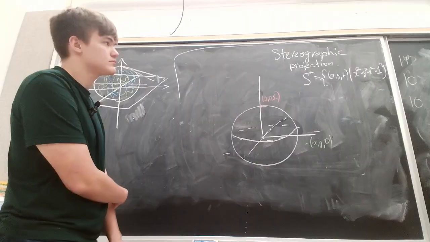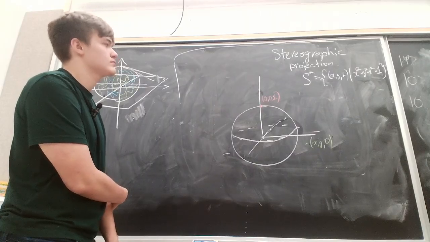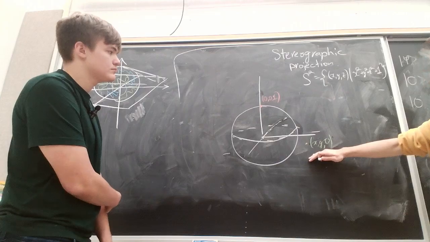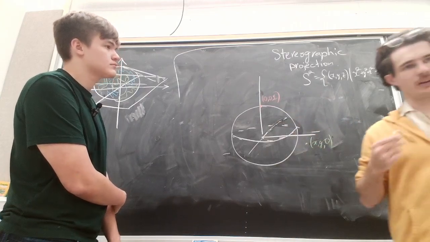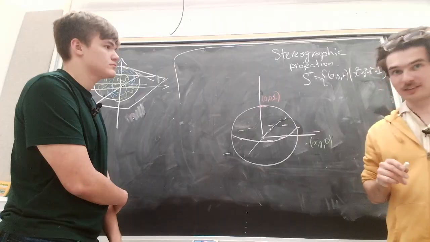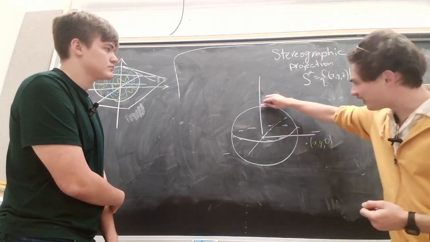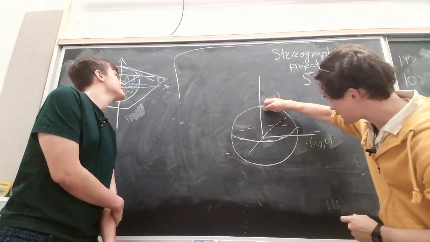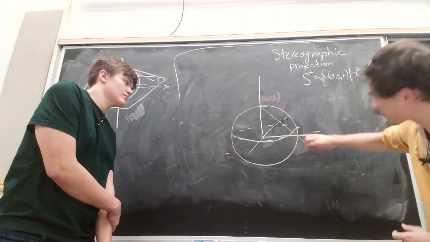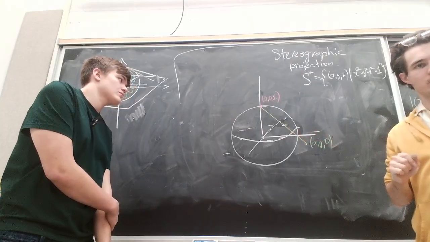Okay. So what do I want? I have a point here, and then I have the North Pole. If I have 2 points, what should I always do with 2 points? Draw a line between them. Good. So let's draw a line between this point and this point. Do you agree? So what will this line do to the sphere?